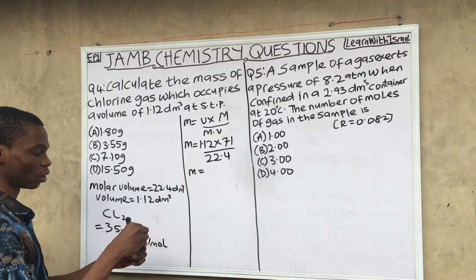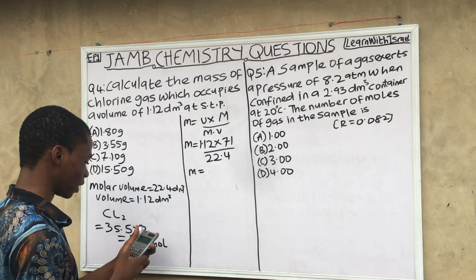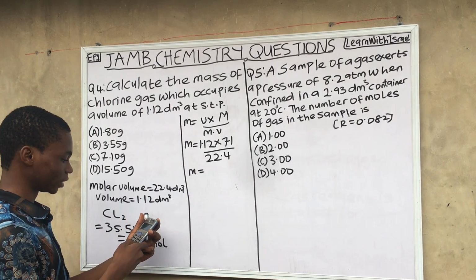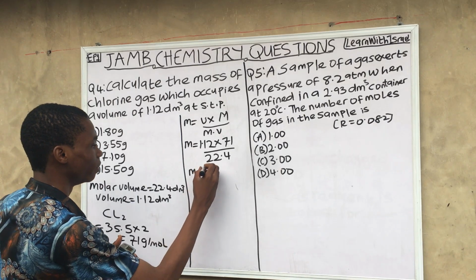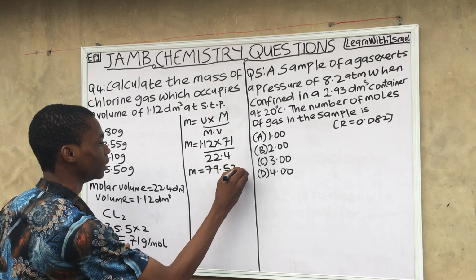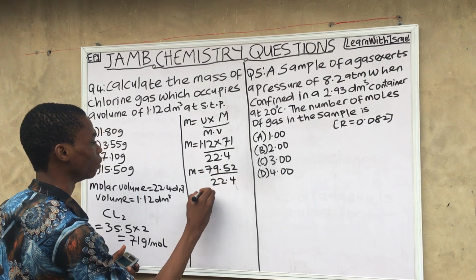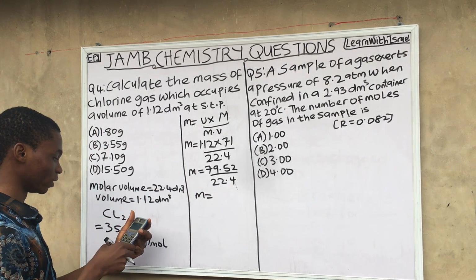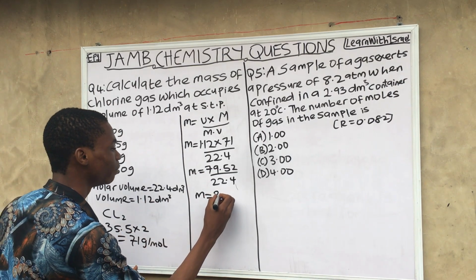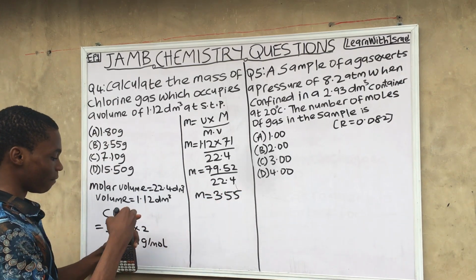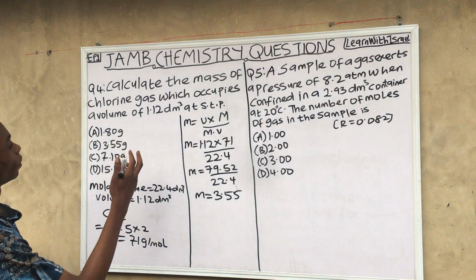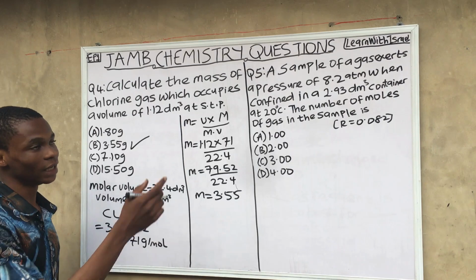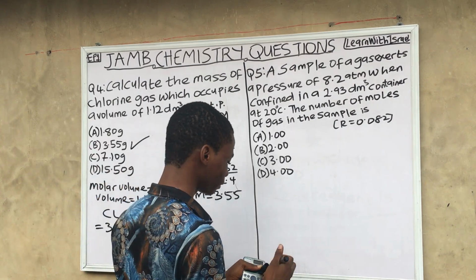So let's press our calculator. 1.12 multiplied by 71 equals 79.52. Let's divide it by 22.4. So our mass equals 79.52 divided by 22.4, which will give us 3.55. So our mass is 3.55. Let's check the option. Yeah, it's in option B. 3.55 is the correct answer. Let's move to question 5.